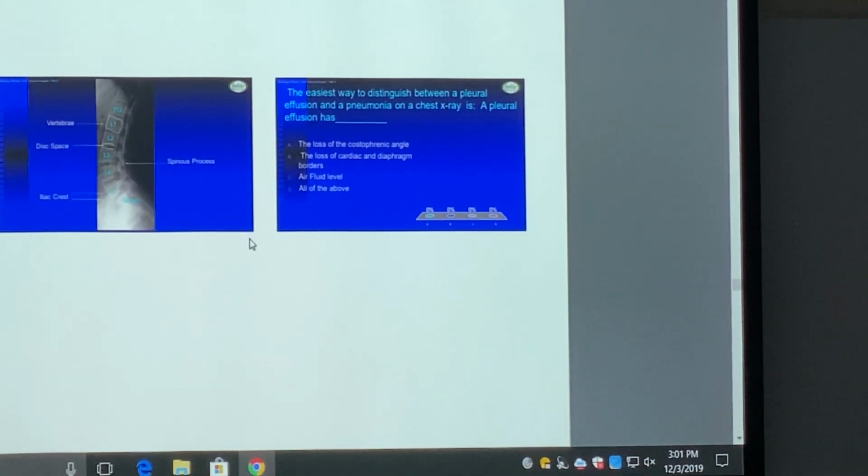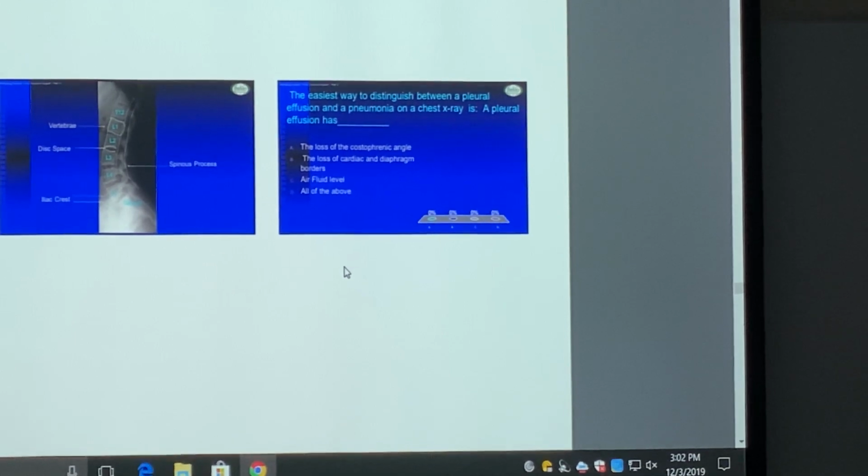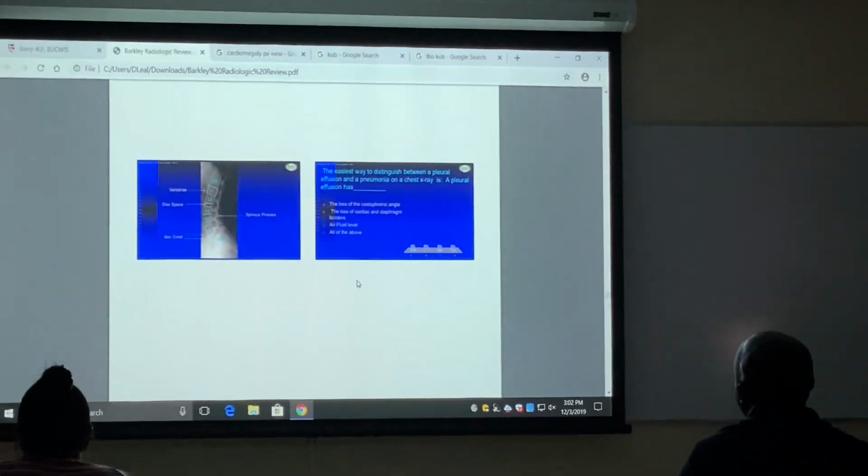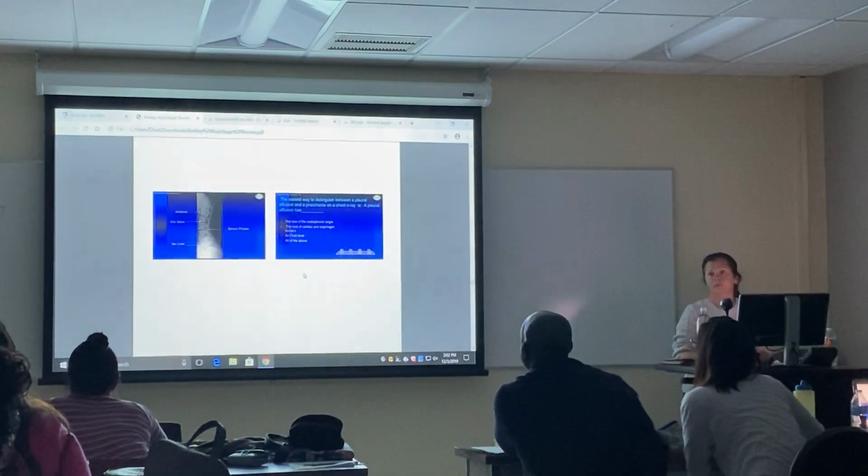So, questions you have. The easiest way to distinguish between a pleural effusion and a pneumonia on a chest X-ray is that with a pleural effusion, you lose the costophrenic angles, you lose the cardiac and diaphragm borders, air fluid level, or all of the above. All of the above.